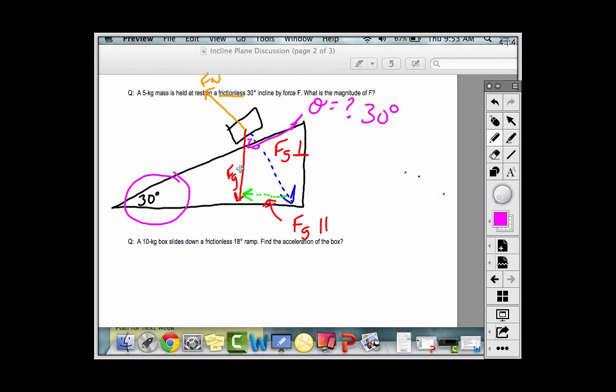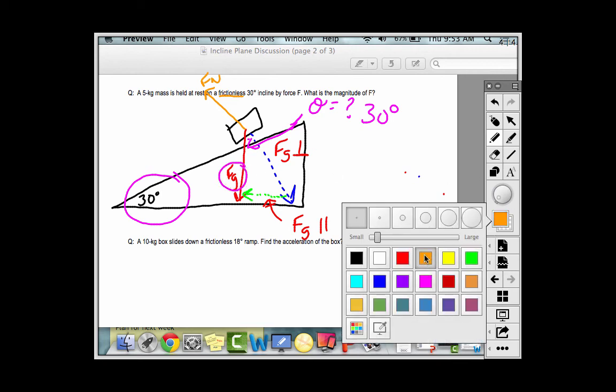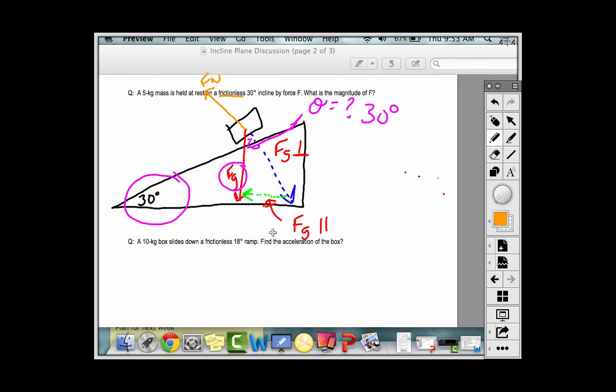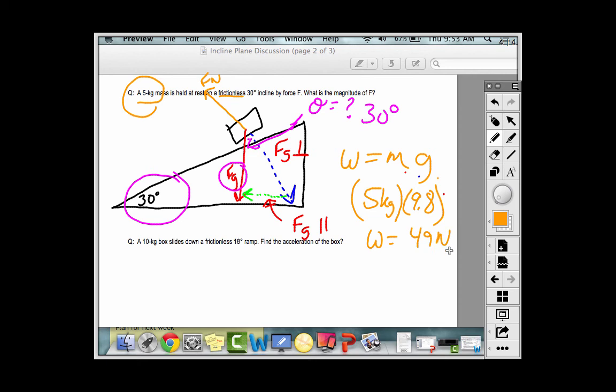Now the question is, what's F sub g? Because I can't really solve this triangle unless I know F sub g, right? So anyone have an idea how I can figure out that weight? Very good. Weight equals mg. Do I know the mass of this box? I do. It's 5 kilograms. Do I know what g is? It's 9.8. So I take 5 times 9.8, and it is 49 newtons. So F sub g is 49 newtons. I'll just write that right here.